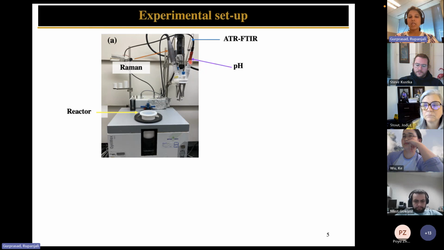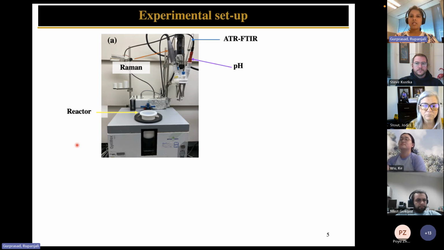Of course, there's also a pH probe, which we used to just monitor the pH during the solid additions to see if something else is happening in the system. But from what we've seen and monitored so far, the pH has not necessarily changed. It always stays very basic, greater than 13 most of the time.